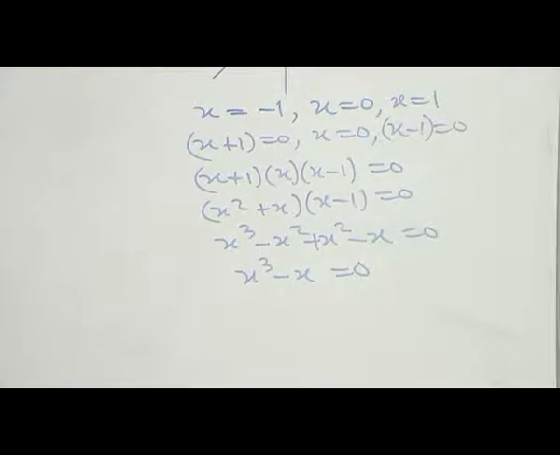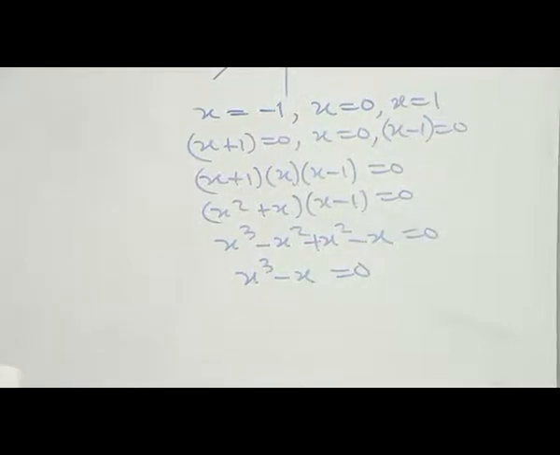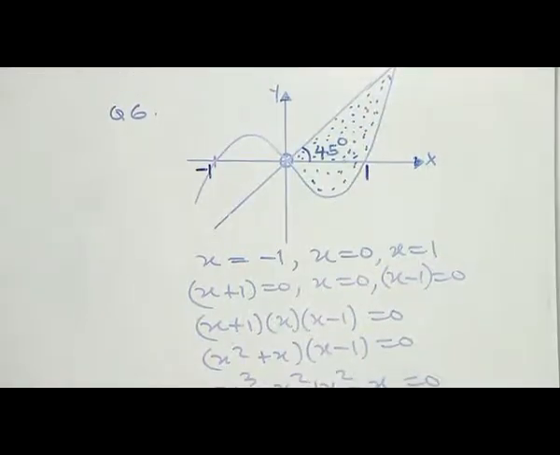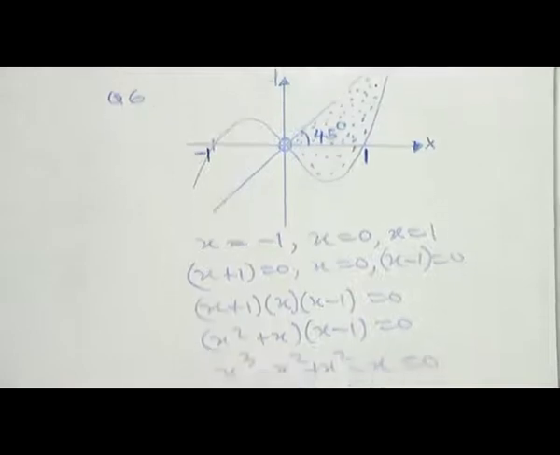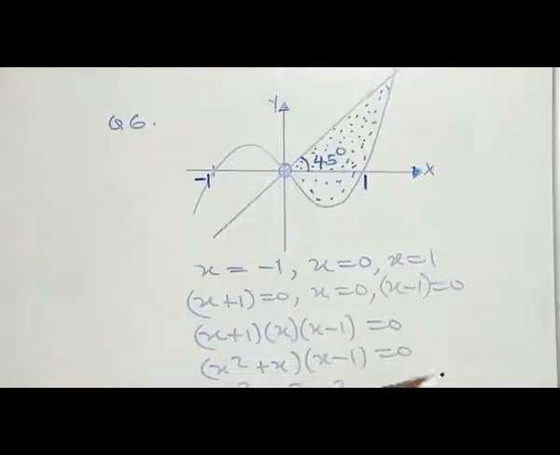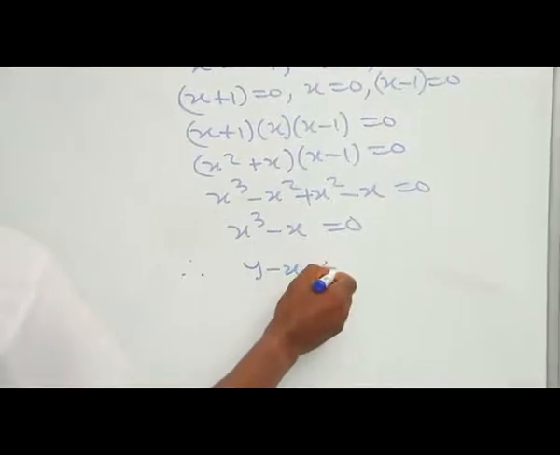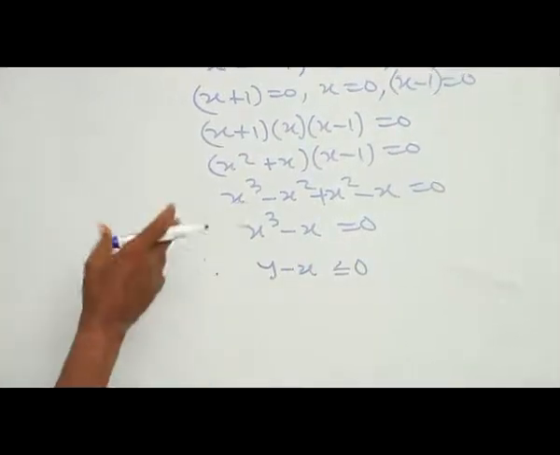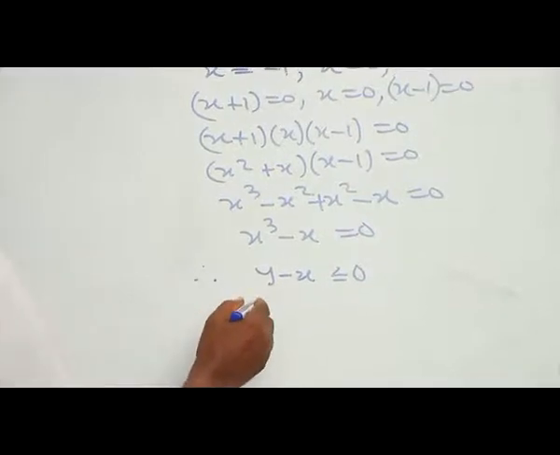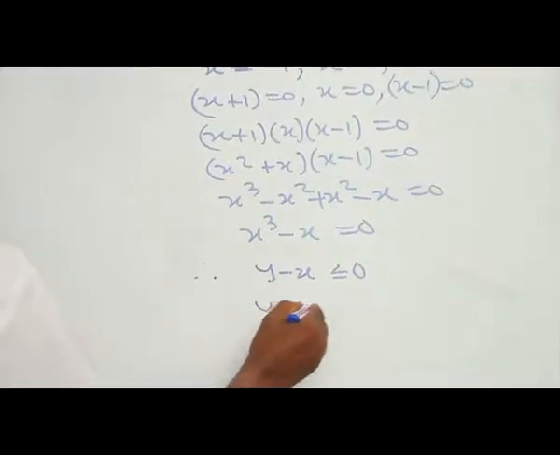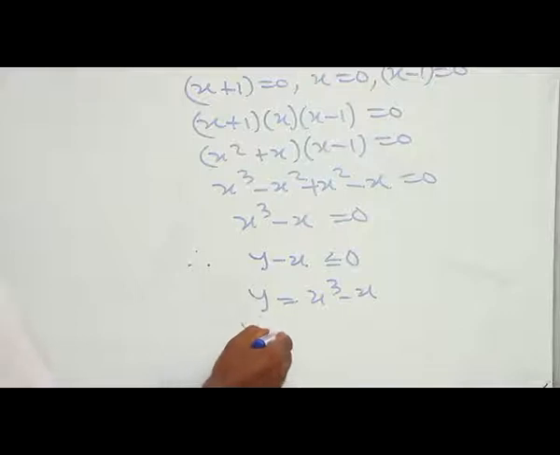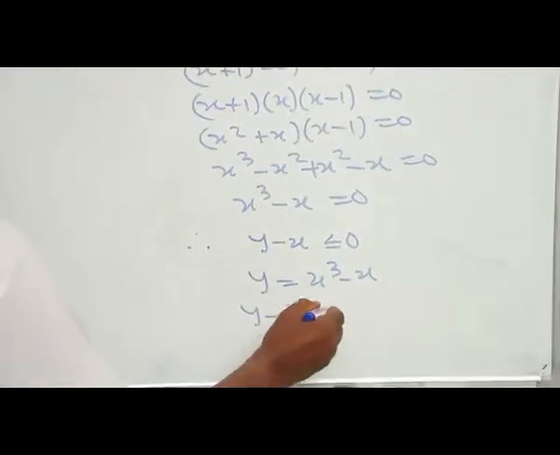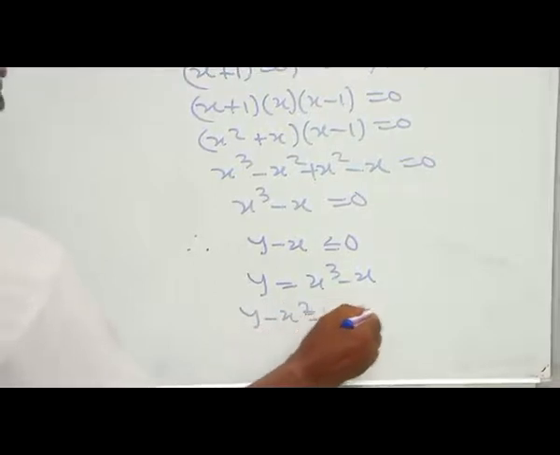Now, we are interested in looking at the region where the solution lies, the shaded region. So therefore, the inequality representing the shaded region, for the line, it means that we have y minus s. Below the line is shaded, so the region where the solution lies is less than or equal to 0. And then for the curve, you realize that y equal to s cubed minus s is the equation, which means that our y minus s cubed minus s is equal to 0.